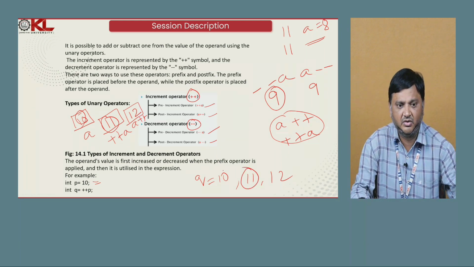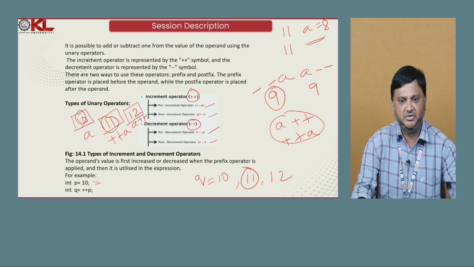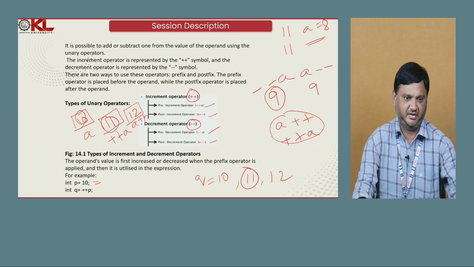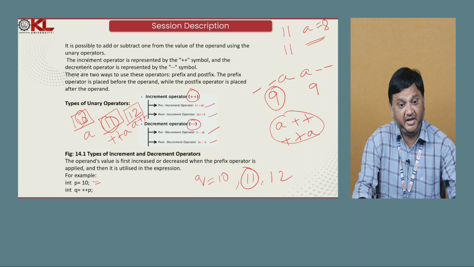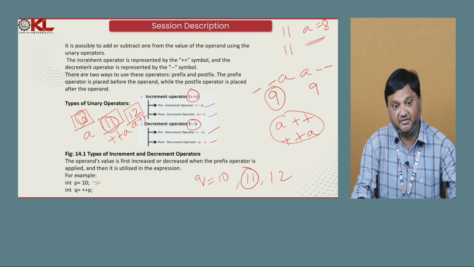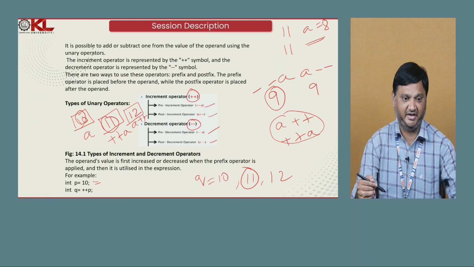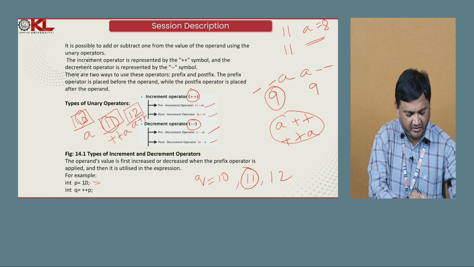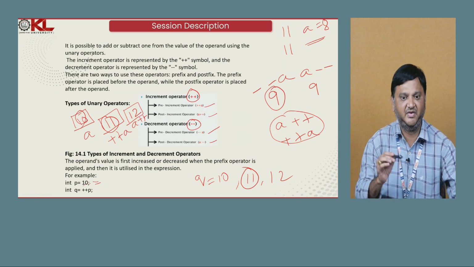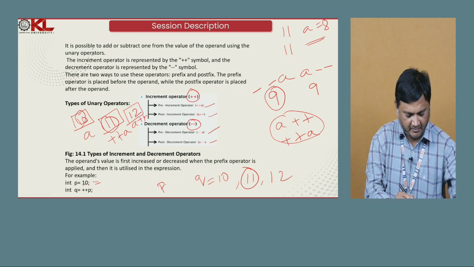Sir, how come, sir? How come 11? Because are you using a pre-increment or a post-increment? Very good, you are using a pre-increment. What I told you, pre-increment: first increment the value and then print. What is the p value I gave you? 10. First increment it. So the p value becomes 11, and the q value becomes 11 now.